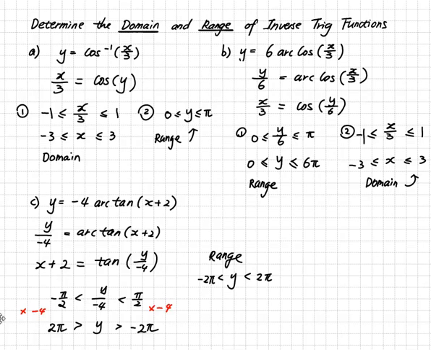And for the tangent function, we know that the value, for this case x plus 2, can be any real numbers. So x plus 2 can be any real numbers. That means x can be any real numbers. And this is the domain of the inverse function that's mentioned.